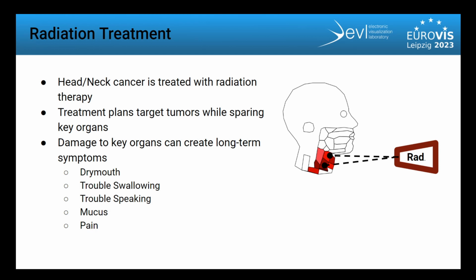In head and neck cancer, clinicians often rely on radiation therapy to target tumors in areas that can't be removed through surgery. These treatment approaches seek to deliver radiation to the main tumor while minimizing radiation delivered to other organs. Despite this, radiation can still cause collateral damage that leads to serious long-term side effects, such as dry mouth, trouble swallowing, trouble speaking, mucus, and pain. Therefore, understanding the conditions that lead to permanent side effects is important for creating better treatment plans.